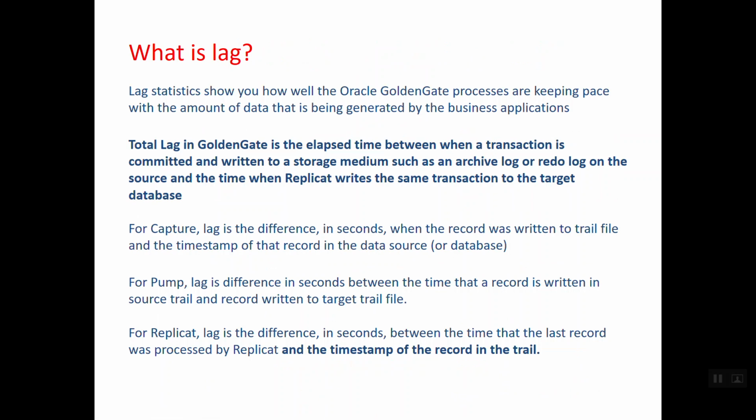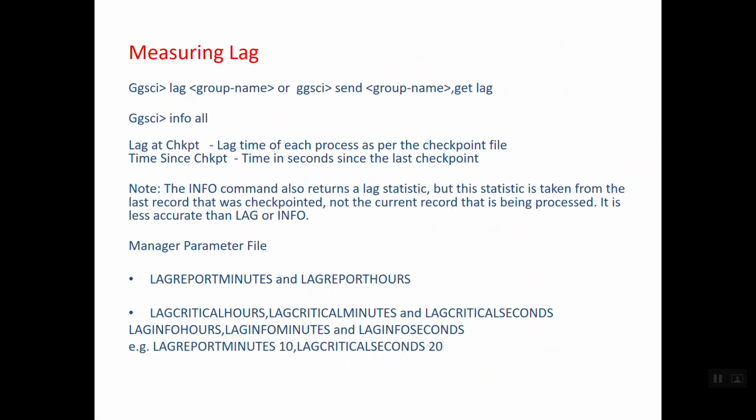But it will show the sum of the lag of the extract and pump when I use the lag command. So there are different ways to see the lag. There is one command, lag, to which you can add the process name. It will show you the lag of the last transaction. You can also do send process name get lag, and this will also show the last transaction lag.